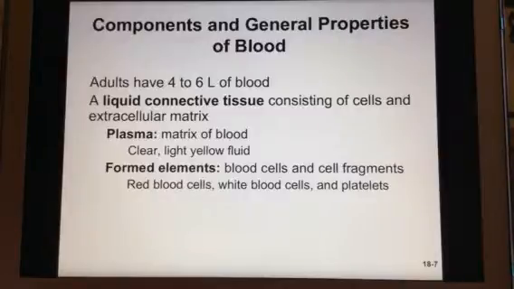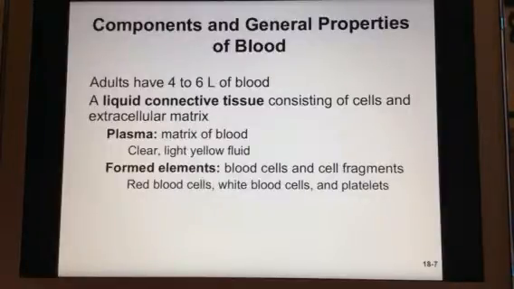So, some general properties of blood. Adults would have anywhere from 4 to 6 liters of blood. It is considered a connective tissue, but it is a liquid connective tissue. It has cells and matrix, like all of our other connective tissue, but this one's just a little bit different because it is a liquid form.